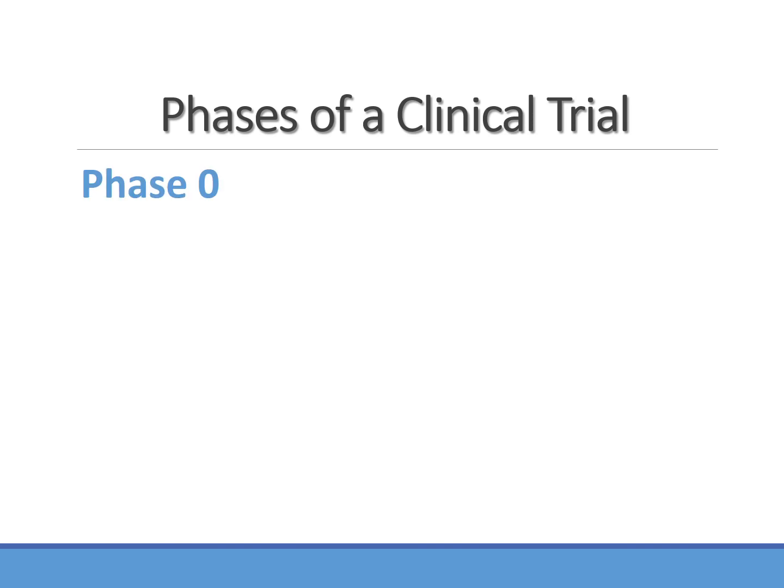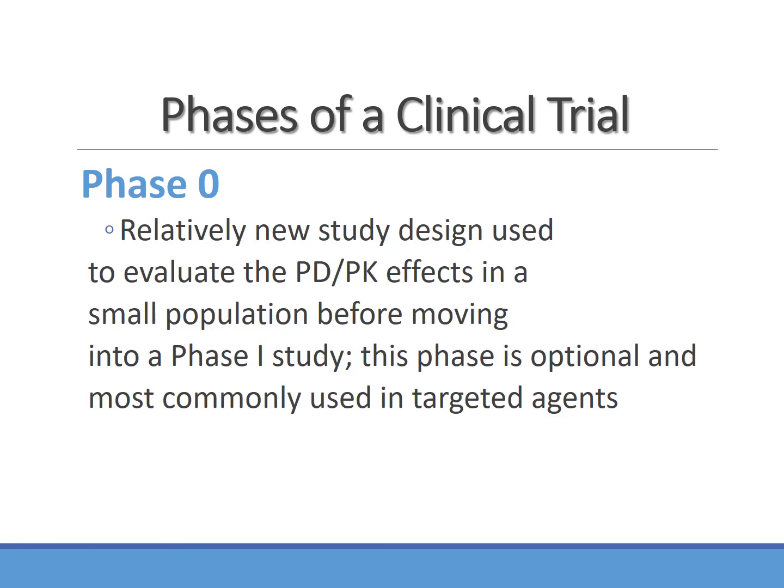Phase 0. Phase 0 is pretty uncommon. I want to talk about it just because I want to expose you to as much as I can. So phase 0 is not very common and relatively new, and it's done to evaluate the pharmacodynamic and the pharmacokinetic effects in a very small population of patients before moving into phase 1. It's totally optional, and it's done often with targeted agents. So we talk about medications that are designed to target a specific cellular activity.